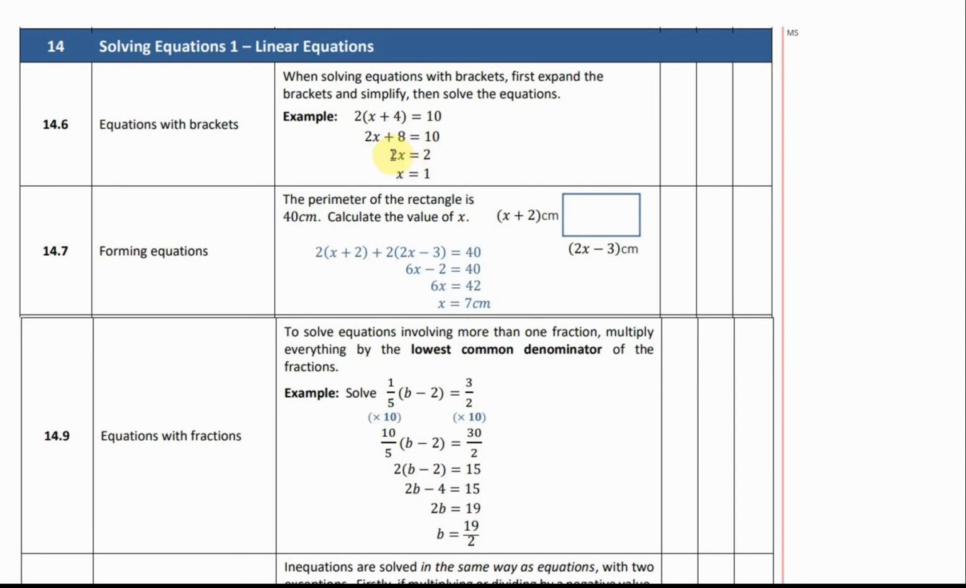How do we get rid of the 2 here? Well, it's multiplying, so we need to divide both sides by 2. So that becomes x, and this becomes 1. Okay. Check you've done it right by substituting the 1 back into the beginning. 1 plus 4 is 5, times the 2 is 10. Okay, so that's pretty straightforward.